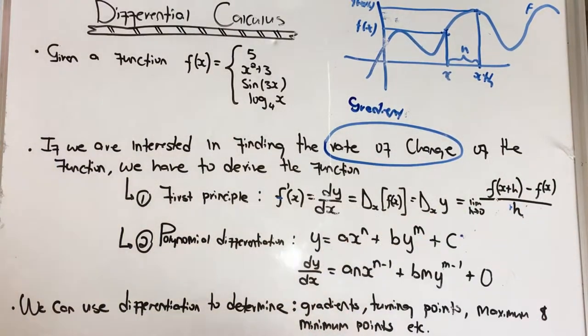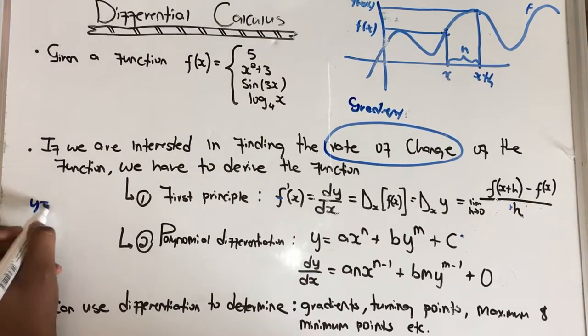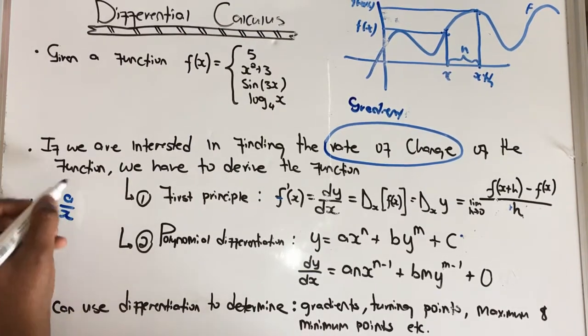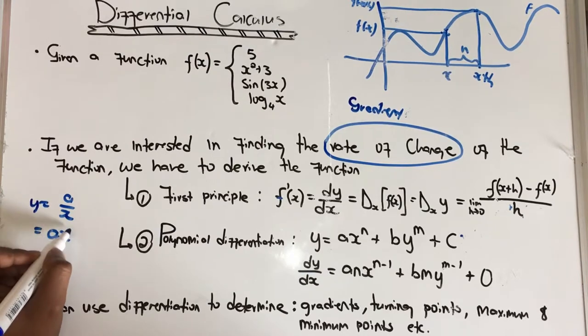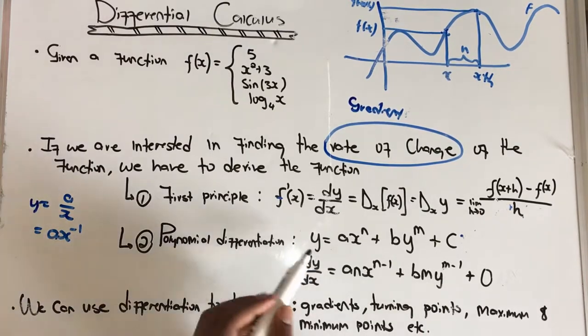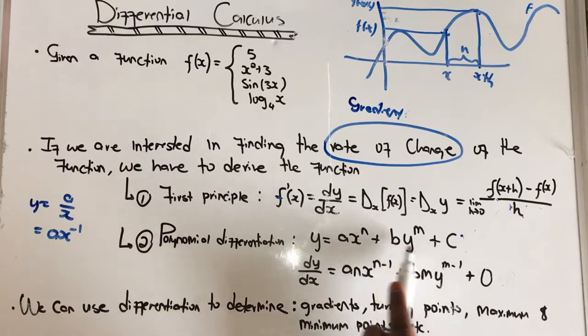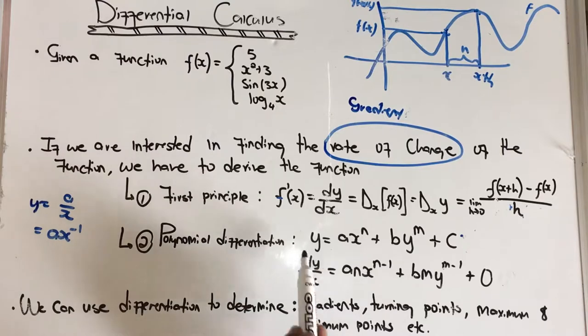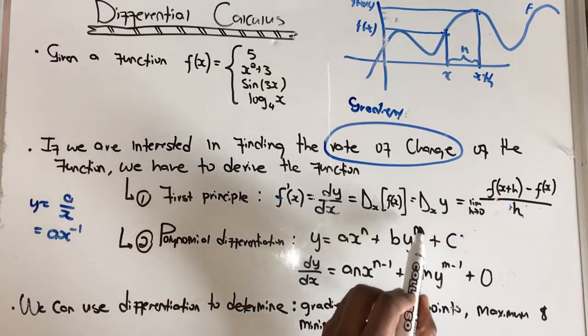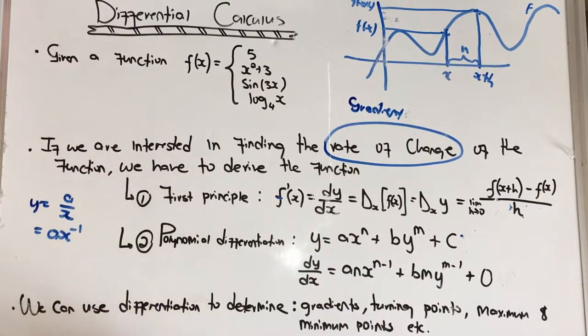That is differentiation from first principles. Another method is to write the function as a polynomial. If we have a function like y equals a over x, we express it as a polynomial: a x to the negative one. In general, a function will be a sum of polynomial terms, for example a x to the n plus b x to the m plus c.